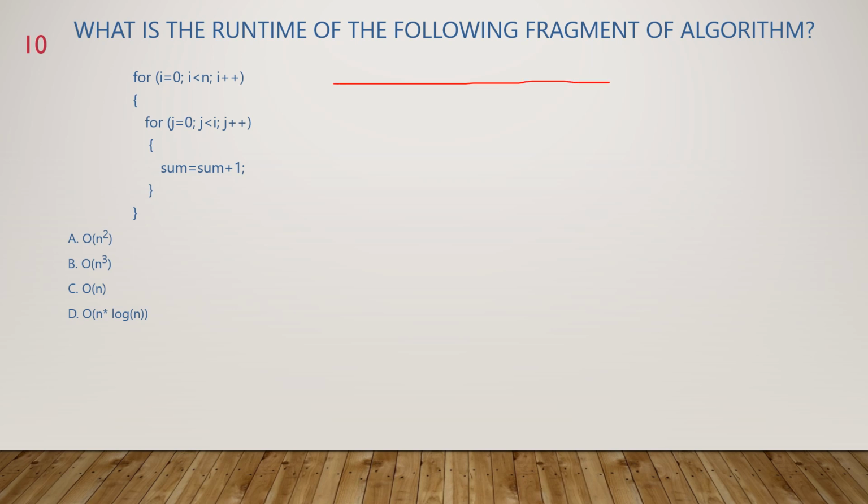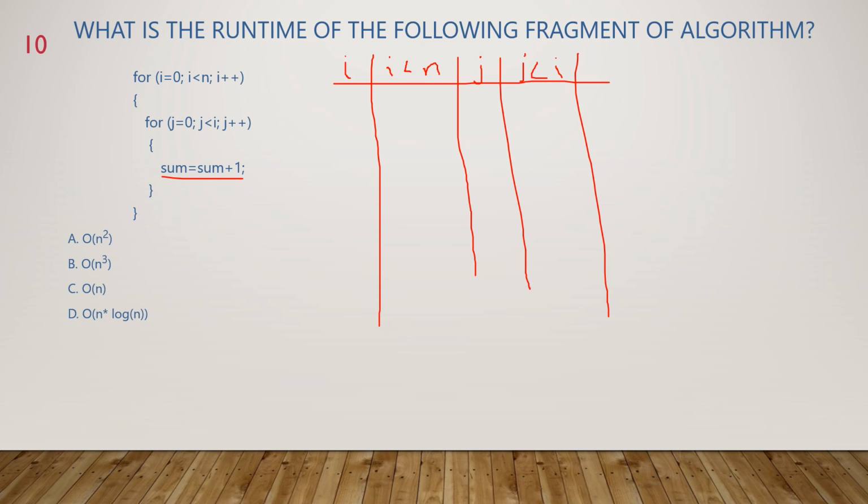Okay, when you see the result, there is I, the condition I less than n, and the other one, J, with the condition J less than I. Again, the result, or statements, or operations, that means the number of operations.